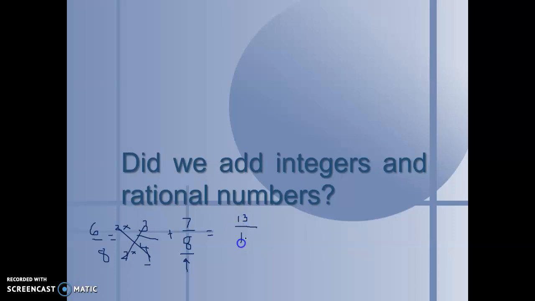We did not practice any of those today, but just a quick reminder, when you are adding or subtracting fractions or rational numbers with different denominators, don't forget they need to be the same.